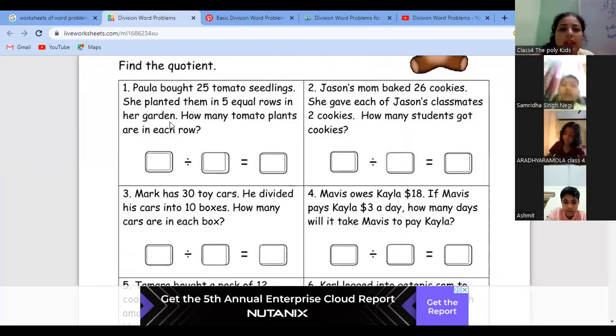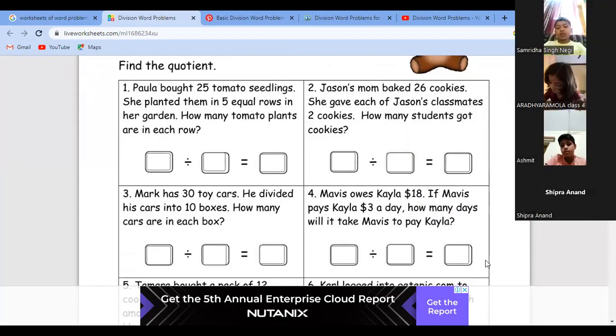Okay. Paula bought 25 tomato seedlings. She planted them in 5 equal rows in her garden. How many tomato plants are in each row? What will we do in this? We have to divide.